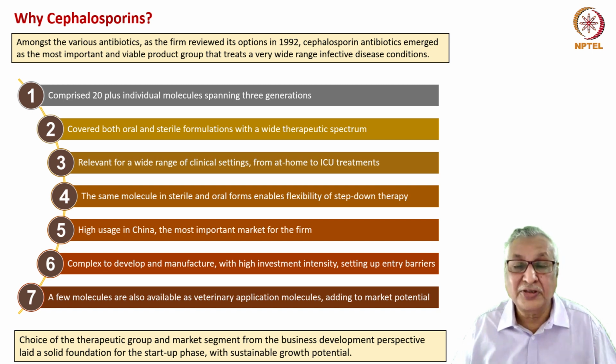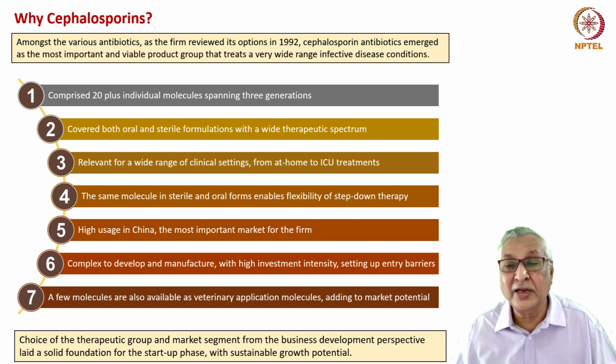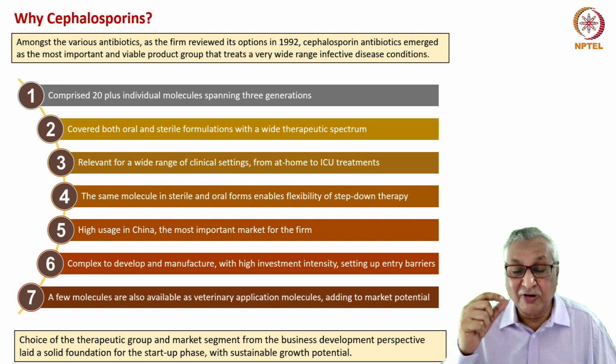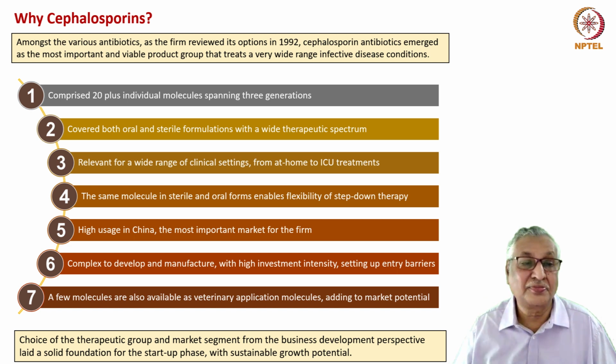What do you mean by generations? If a product is developed in 1960s and another product is developed in the 1970s, we call the second product as the second generation product. So in respect of cephalosporin antibiotics, the developmental generations have been 3.